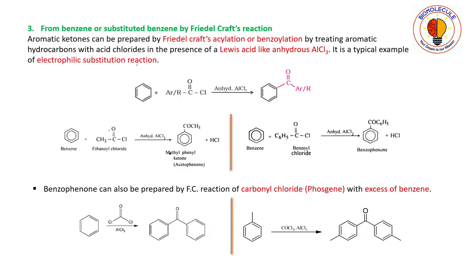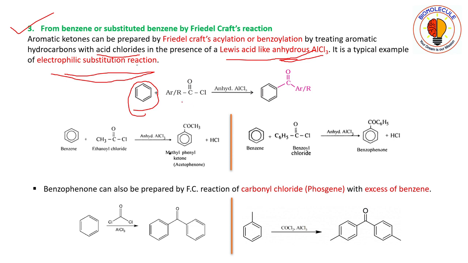Now, from benzene or substituted benzene by Friedel-Crafts reaction. It is a very important name reaction. Aromatic ketones can be prepared by Friedel-Crafts acylation or benzoylation by treating aromatic hydrocarbons with acid chlorides in the presence of a Lewis acid like anhydrous AlCl3. It is a typical example of an electrophilic substitution reaction. So here you see that you have taken benzene.